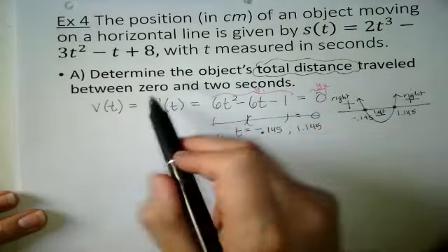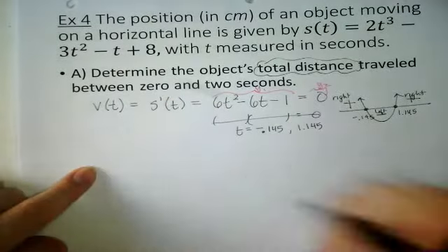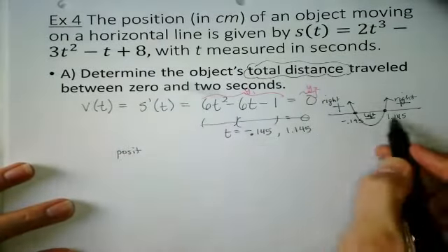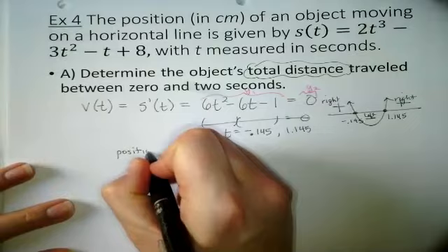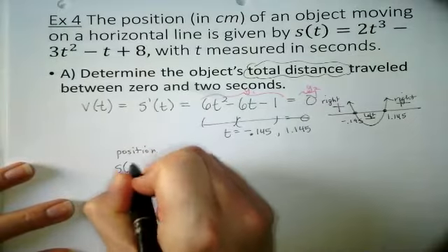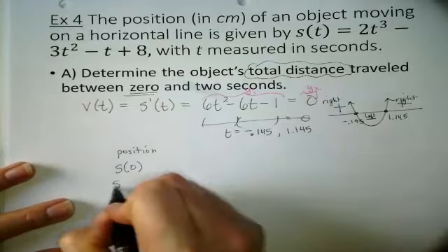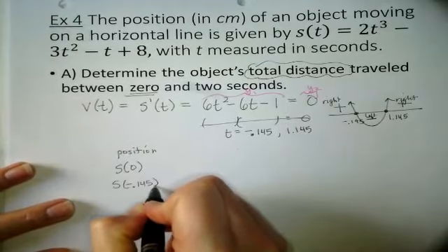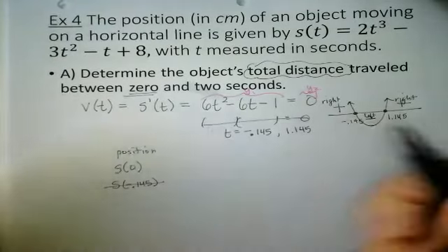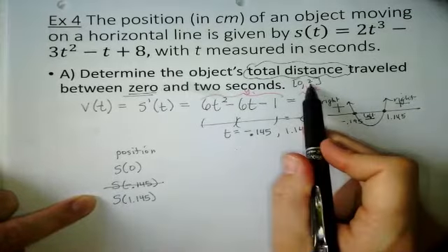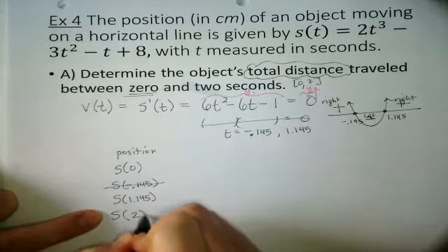So in order to know the total distance between 0 and 2 seconds, we have to know his actual position at these changes. So we want to know s(0). And do I want to find s(-0.145)? No, we don't need that one because we only want it between 0 and 2 seconds, and that is not inside the interval. So I'm going to use s(1.145) and his position at 2 seconds. So that's his position at 2 seconds.